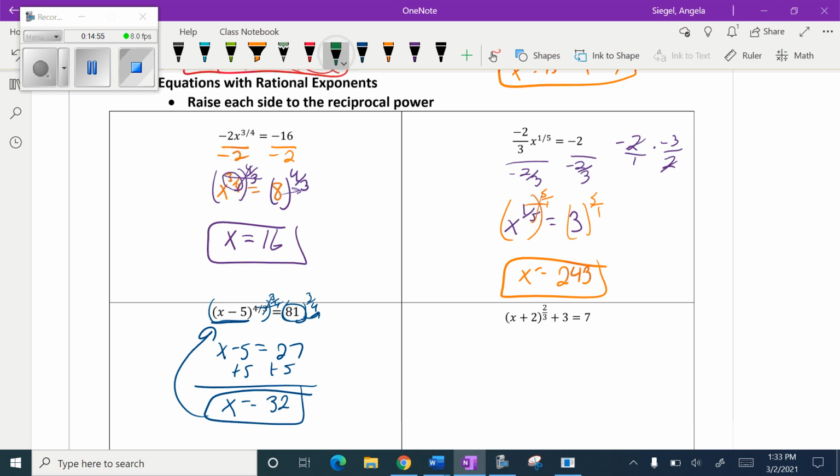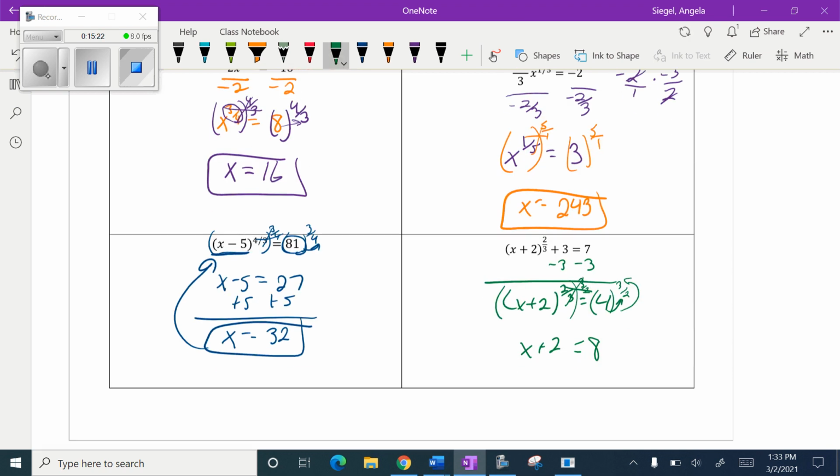Okay, so let's go to this one. So we have minus 3. And so I'm going to raise it to the 3/2 power. So the square root of 4 is 2, and 2 to the 3rd power is 8. So these cancel out. So I have x plus 2 equals 8. And then I'm just going to subtract 2. So x equals 6.